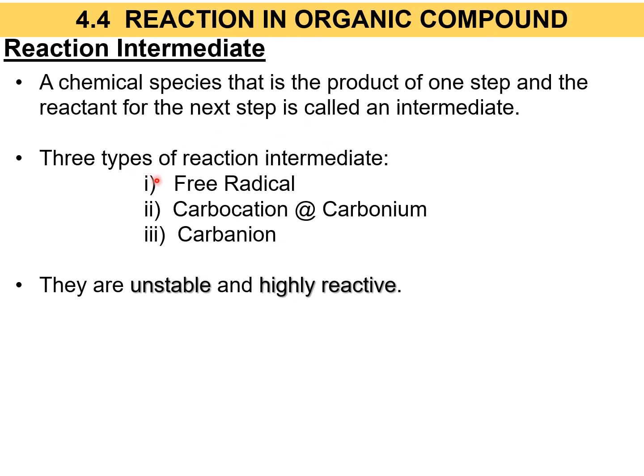And ada tiga jenis reaction intermediates that I want you to look at and focus on, which is free radical. Free radical ni terhasil daripada mana? Homolytic cleavage. Okay, and next is about carbocation ataupun dikenali sebagai carbonium and carbanion. Okay, and these two terhasil daripada heterolytic cleavage. All of these reaction intermediates are actually very unstable and highly reactive.